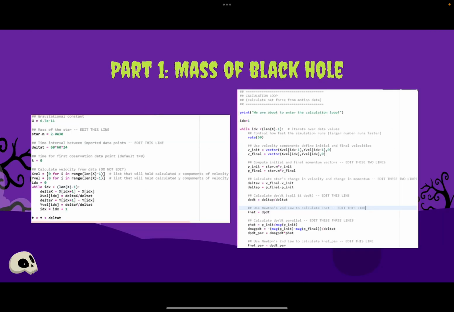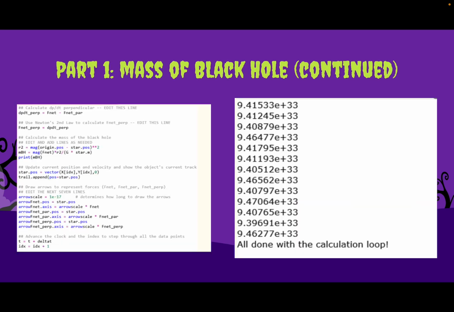So this is the code for part 1. We were given the gravitational constant, the mass of the star, and delta t, and we had to find the initial and final momentum of the star, which was the star's mass times the initial and final velocities, and we used this to determine the change in momentum. We were then able to find dp dt, which is the net force, and we used that to find both the parallel and perpendicular forces.